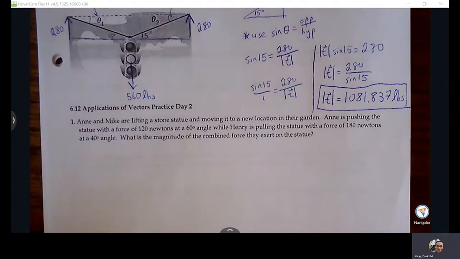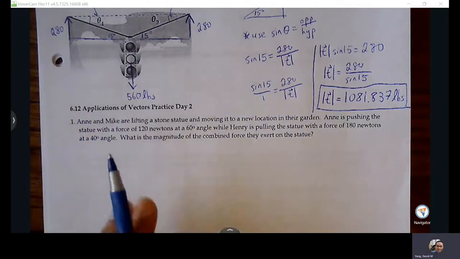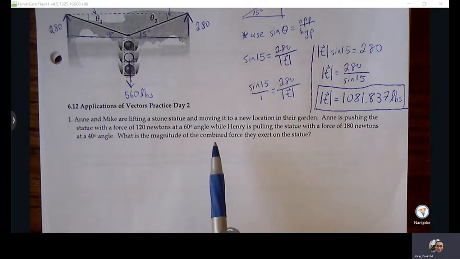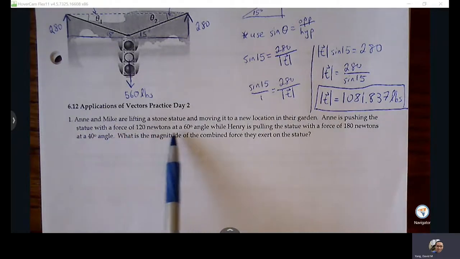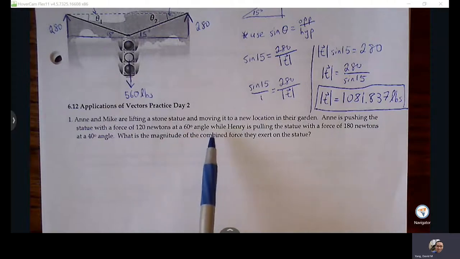Okay, applications, this is number one below. Anne and Mike are lifting a stone statue and moving it to a new location. Anne is pushing the statue with a force of 120 newtons at a 60 degree angle, while Henry is pulling the statue with a force of 180 newtons at 40 degree angle. What's the magnitude of the combined force they exert on the statue?